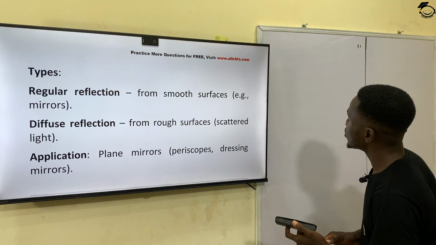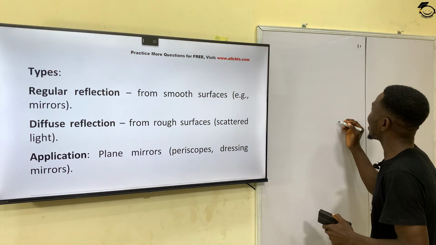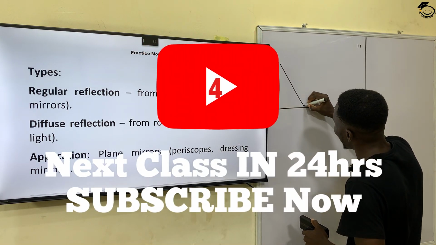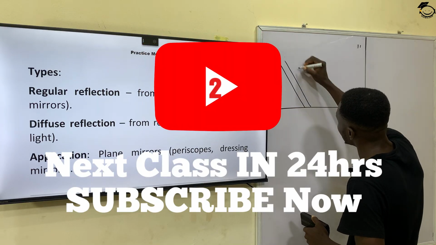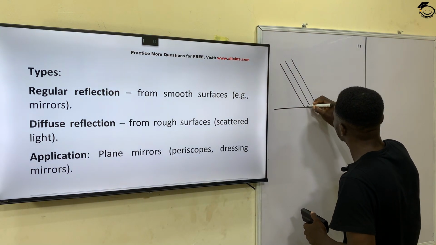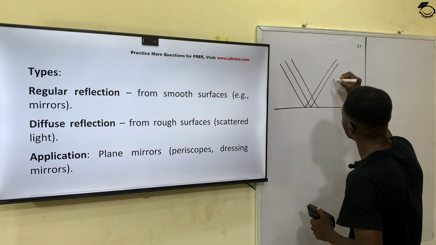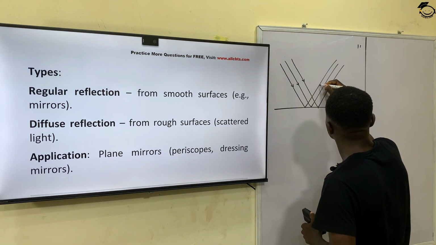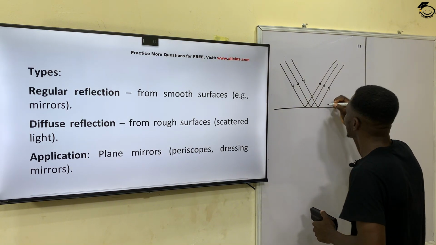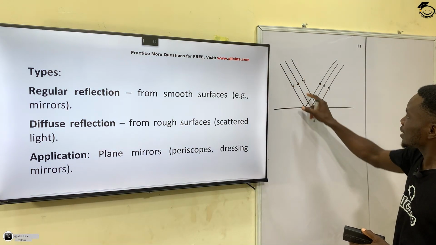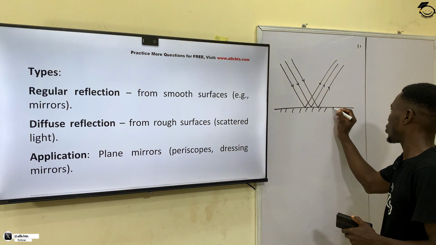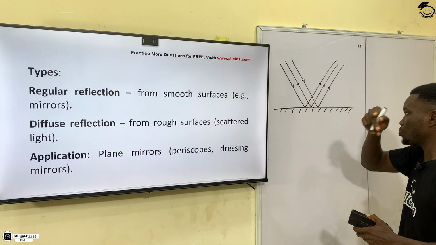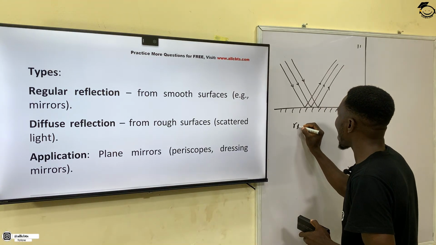Now it can hit a plane surface, it can also hit a rough surface. So let's say I have a plane surface and rays of light hit this plane surface, they will all move out in that same regular pattern. When rays of light hit this plane surface, let's say a plane mirror, you discover that they move out sequentially, in that same pattern. This is called regular reflection.